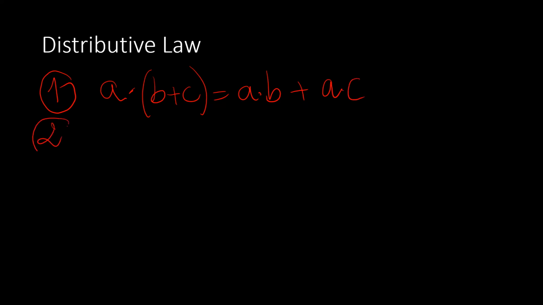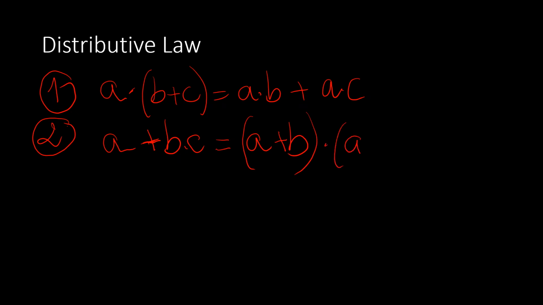as we have in ordinary algebra. But the second one here is not valid in ordinary algebra. If I write A or B ANDed with C, this is equal to A or B ANDed with A or C. So I am distributing the OR operation over the AND operation. I have A or BC. I will OR A with B, then I will OR A with C. Okay, so how can we prove this?